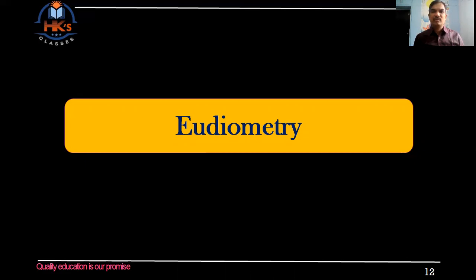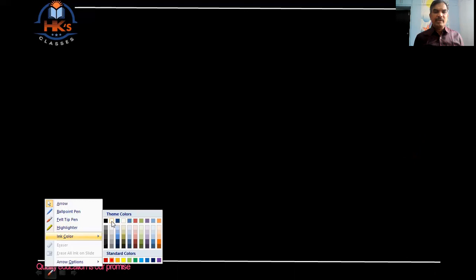Now let us try to understand this concept of eudiometry, how a student has to understand it, and I will let you know how to solve the questions on the eudiometry concept. For the sake of this, let me take one hydrocarbon which has the general formula CxHy. That means it has x gram atoms of carbon and y gram atoms of hydrogen.